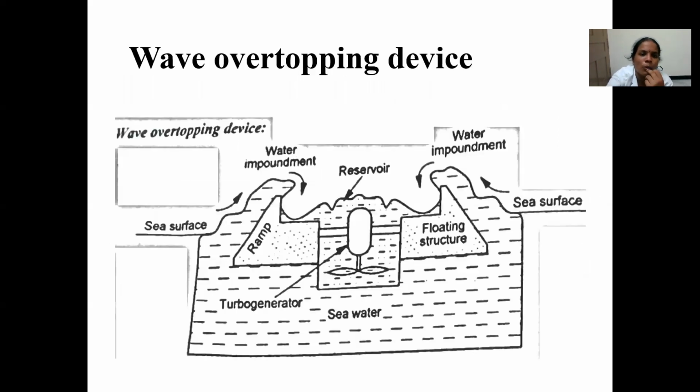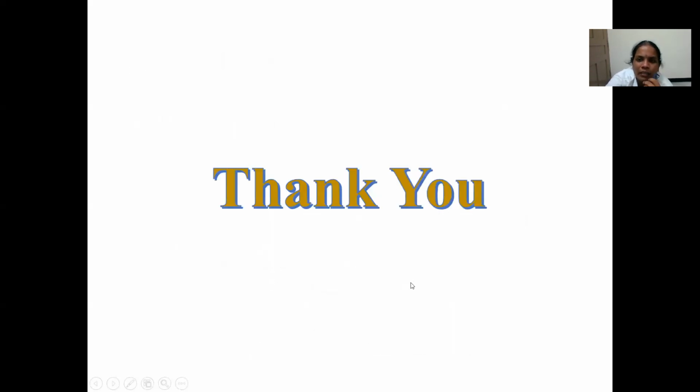So, this is the sea overtopping device. The water is stored at a level higher than the sea level, and through the water impoundment and the reservoir, the water flows through the Kaplan turbine or turbo generator, and the electricity will be generated.